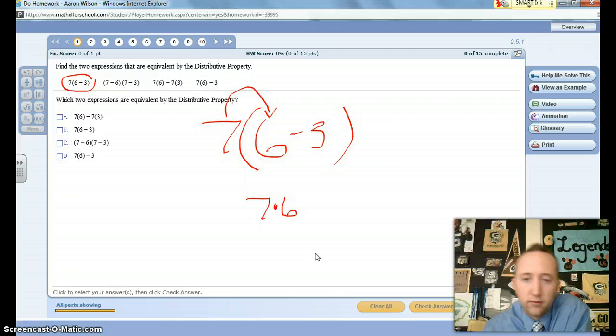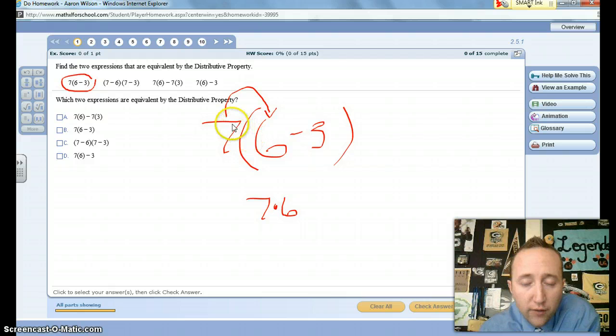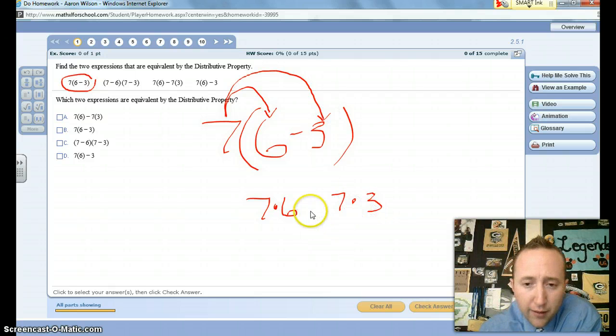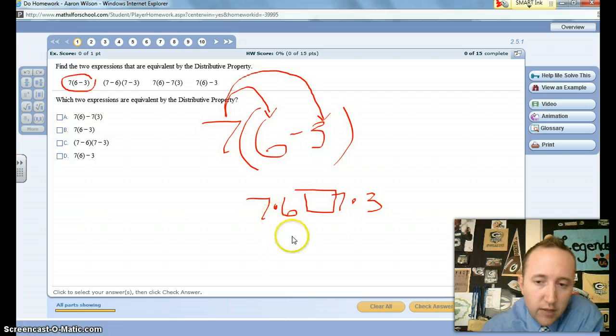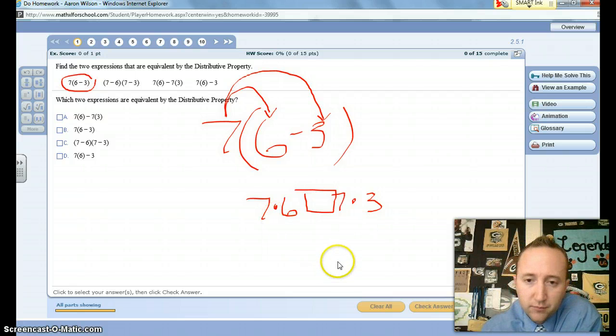Why are we not done? Why are we still not done? Tell your neighbor why we're not done yet. Tell them. Okay. Hopefully it's because you said you also have to distribute the 7 to the 3. So then I'm going to distribute the 7 to the 3 as well, and also do 7 times 3. And then the supposed hard question is, what operation goes in between 7 times 6 and 7 times 3? Tell your neighbor.